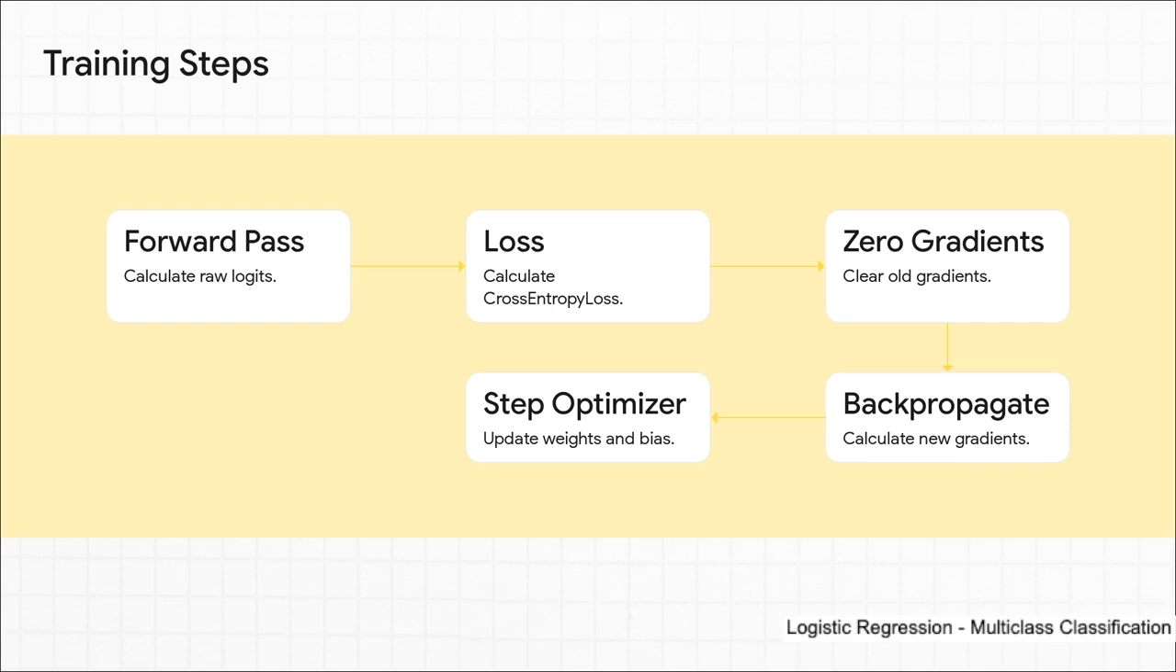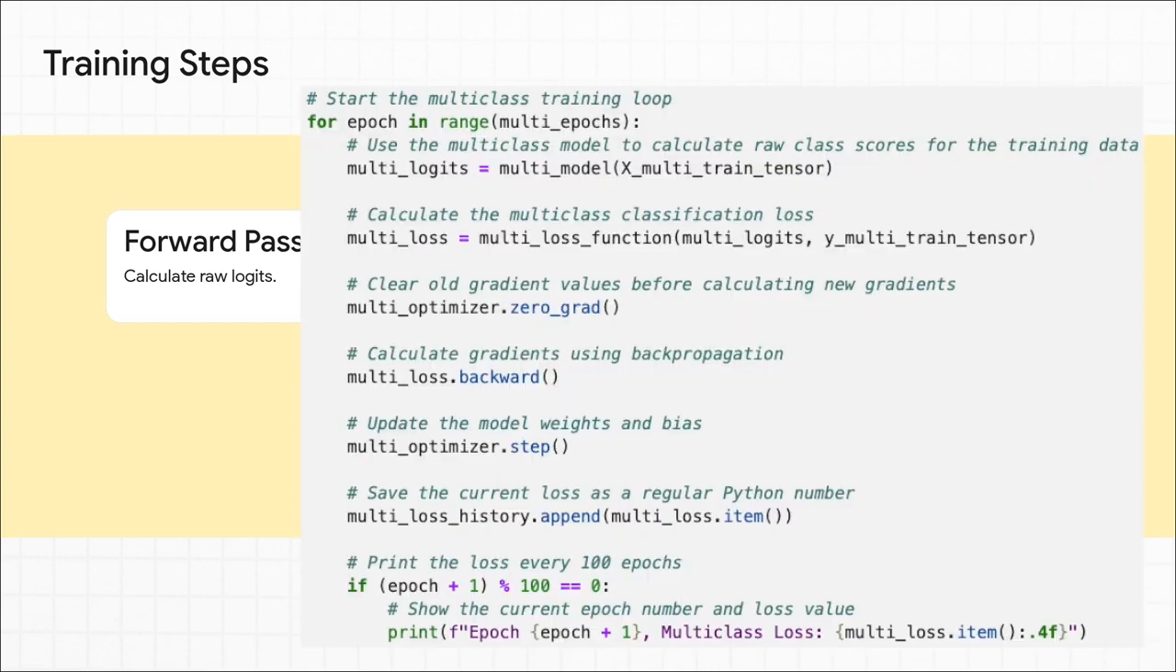First, we pass our training features into the model to calculate the logits. That's the forward pass. Second, we pass those logits and the true labels directly into our cross-entropy loss function. Third, we clear out the old gradients by explicitly calling the zero_grad function so we don't accidentally mix old math with new math. Fourth, we trigger the backward pass to calculate our new gradients. And finally, we call step on our optimizer to actually update the model's weights.